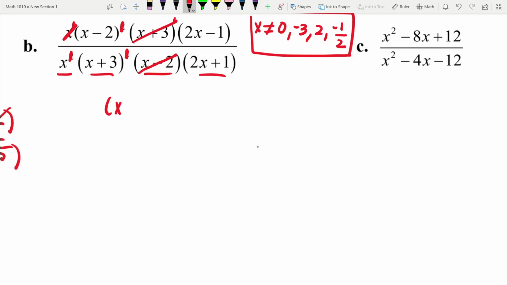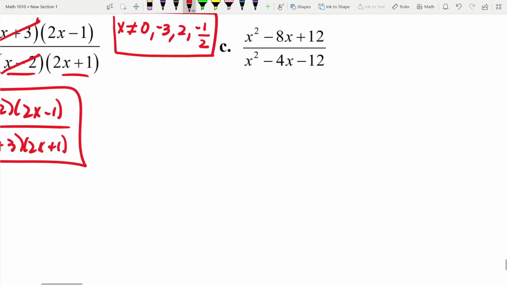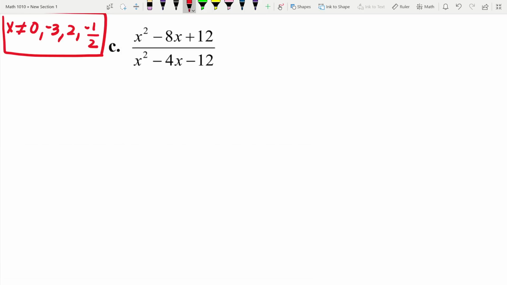So what you have left is x minus 2 times 2x minus 1 over x times x plus 3 times 2x plus 1, and you can leave your answer just like that. Okay? Okay, question 3, or C.